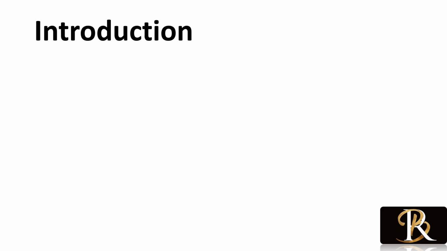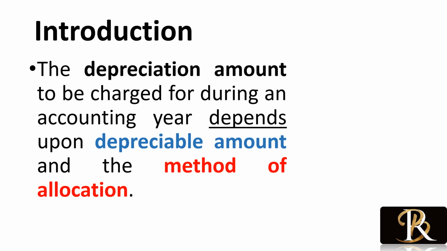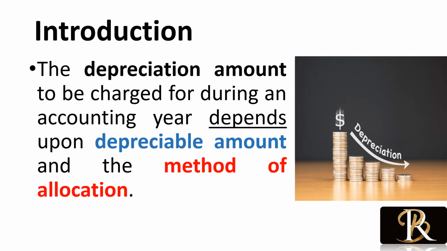The amount of depreciation mainly depends upon the depreciable amount. What do we mean by depreciable amount? The depreciable amount means the amount that we have to charge as depreciation every year, and this depreciable amount again depends upon the methods of allocation. The methods of allocation means methods of calculating the amount of depreciation. So let's start with the methods for calculating the amount of depreciation.